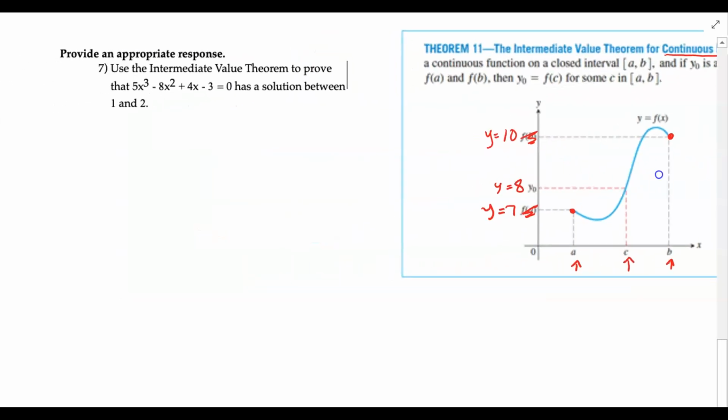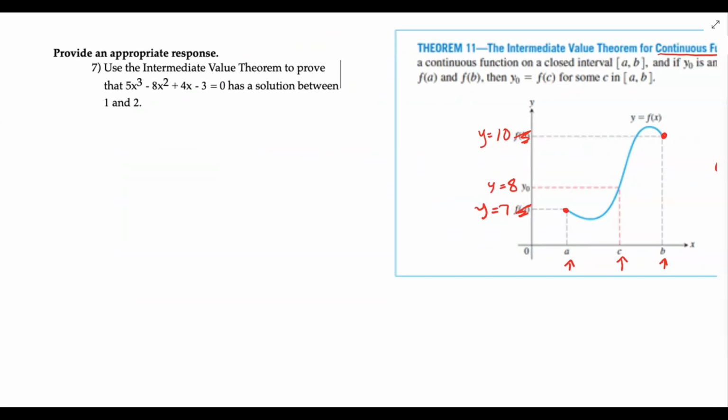So let's take a look at an example. It says, use the intermediate value theorem to prove that 5x cubed minus 8x squared plus 4x minus 3 equals 0 has a solution between 1 and 2. So what we're going to do here is look specifically at the interval from 1 to 2. What we're going to want to find first is f of 1 and f of 2.